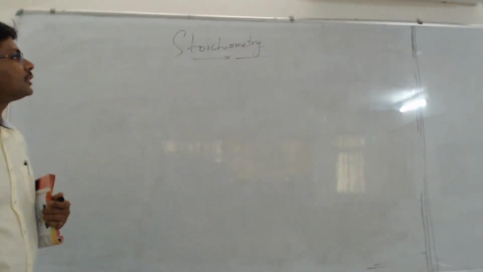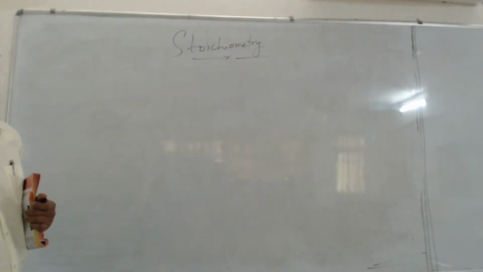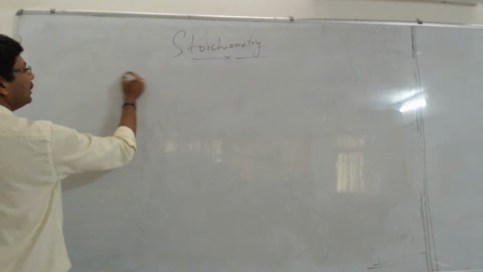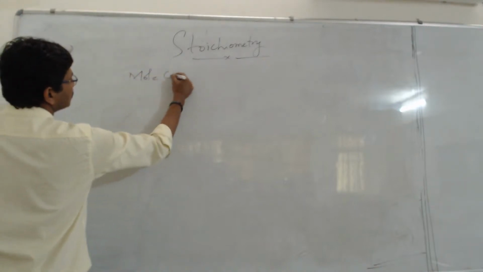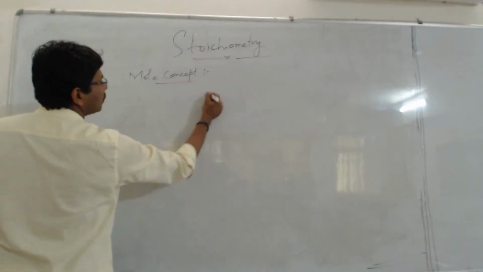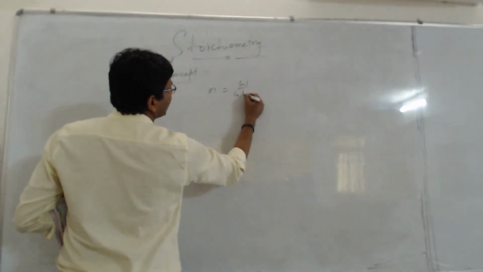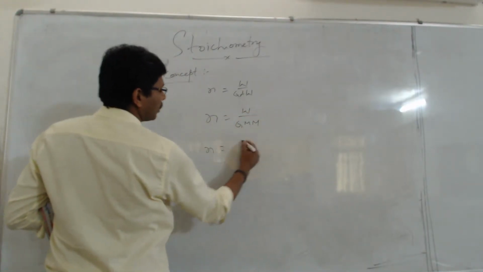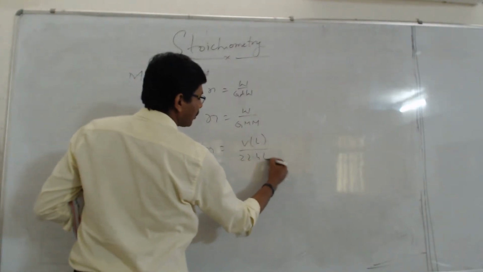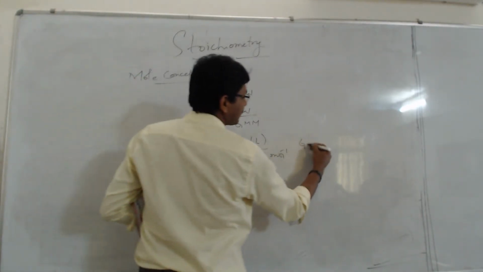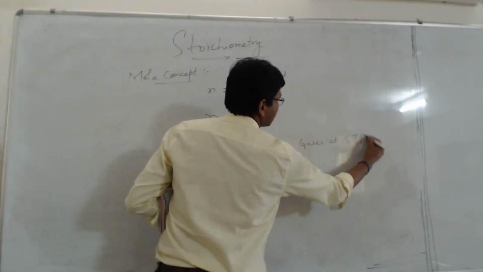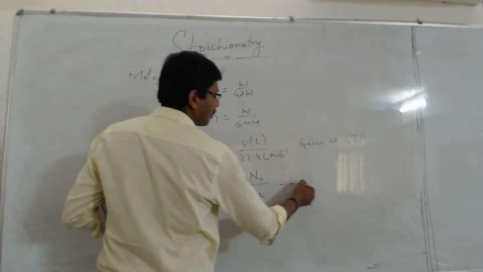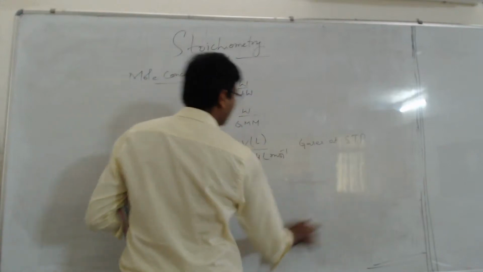So today I am going to discuss a few concepts of stoichiometry along with some problems, mainly the mole concept. As you know, the formula: number of moles is equal to weight by gram atomic weight. Number of moles equals weight by gram molecular mass. Number of moles equals volume in liters by 22.4 liters per mole for gases at STP. Number of moles equals total particles by Avogadro number. This is valid for ions, atoms, molecules, etc.